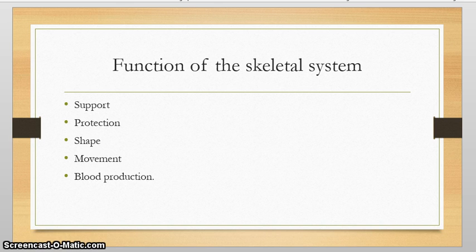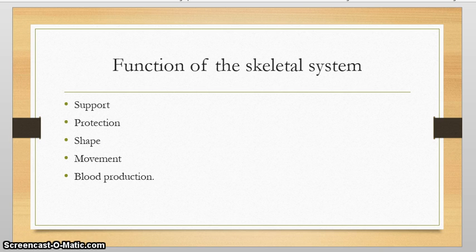The vertebral column holds the body upright, so the position of your body is your posture. Next one is protection, where the cranium and ribs protect the brain and the vital organs in the chest. Your cranium protects your brain so your brain doesn't get damaged, and the ribs and the rib cage protect your heart and your lungs.